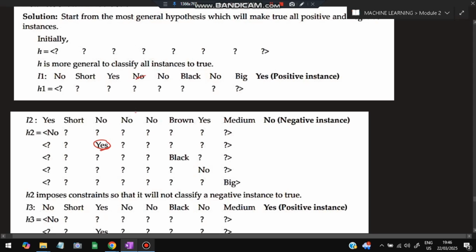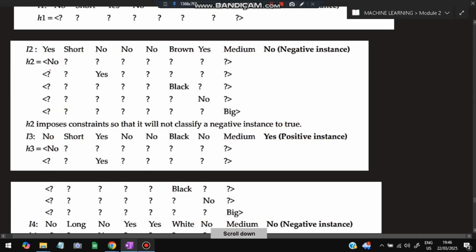Next one. There is no and no, don't do anything. No and no, don't do anything. Black and brown, here is the difference. If it is black, it's an elephant. If it is brown, it's not an elephant. So I'll take black here. Again, no and yes, I'll take no here. And big and medium, I'll take big, because we consider only whatever are the elephant values. Now we have got h2 here.